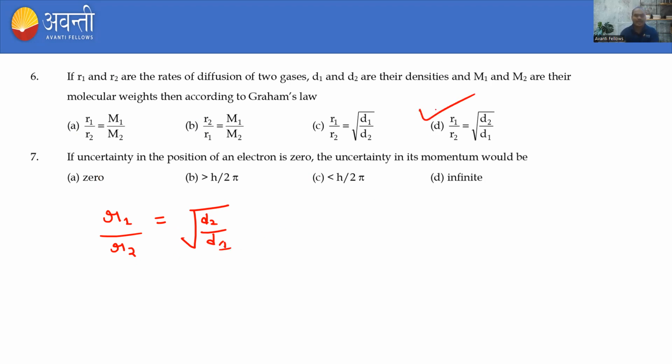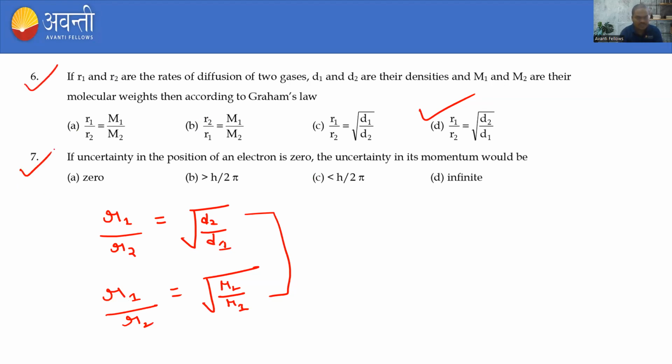And one more formula we also know, that is R1 upon R2 is equal to under root of molecular weight of 2 upon molecular weight of 1. These two formulas we know from Graham's law. So according to this, which option is correct, beta? That is option number D. Option number D is absolutely correct. Now move to question number 7. That is, if uncertainty in the position of an element is 0.